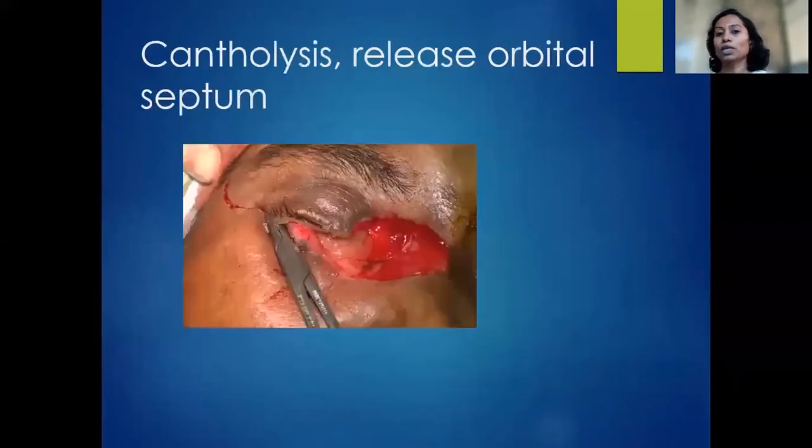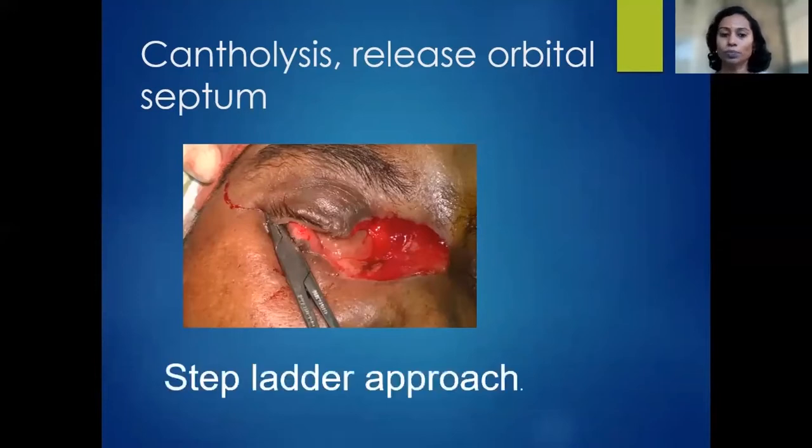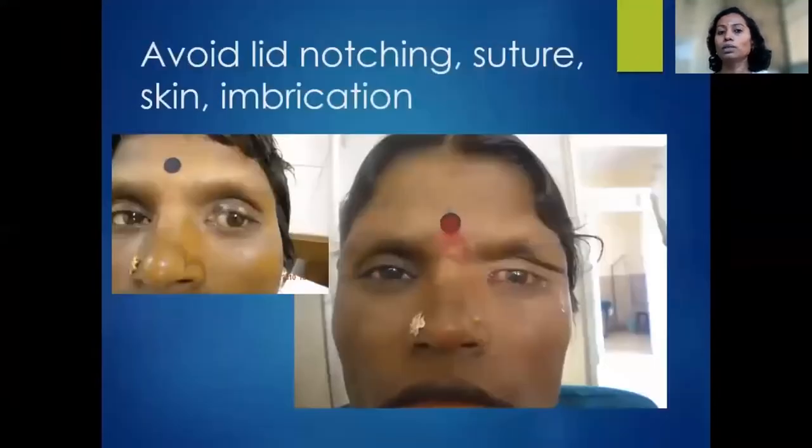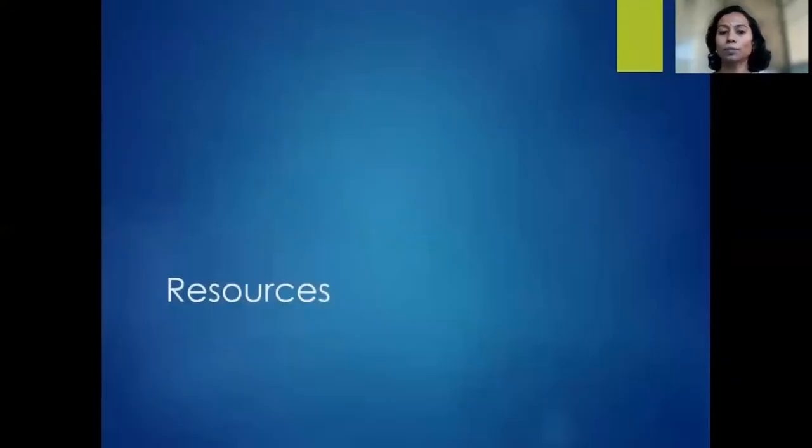The addition of cantholysis and the release of the orbital septum will give mobility to the upper eyelid. So whenever possible, we can add that to enhance our results and to conserve tissue. So we can use this stepladder approach. At all costs, lid notching, suture and skin imbrication have to be avoided. Although the upper lid defect looks good, the skin is turning inward in this particular reconstruction, causing recurrent corneal erosion. So we have to avoid lid notching, suture and skin imbrication.